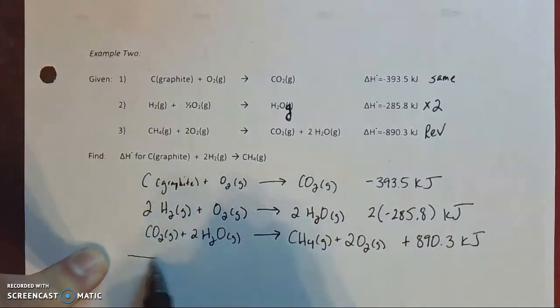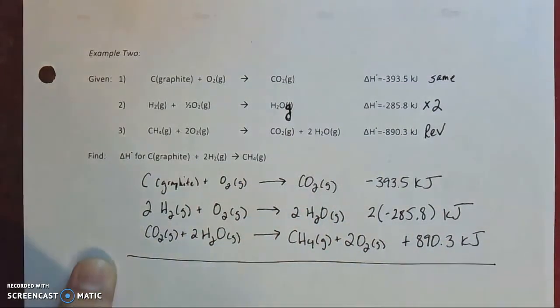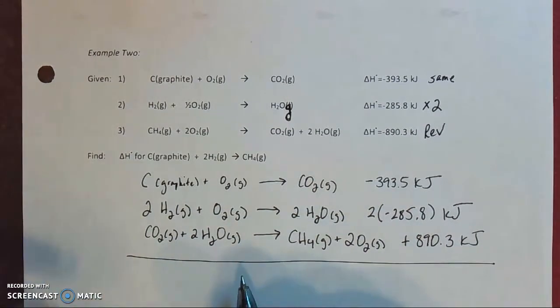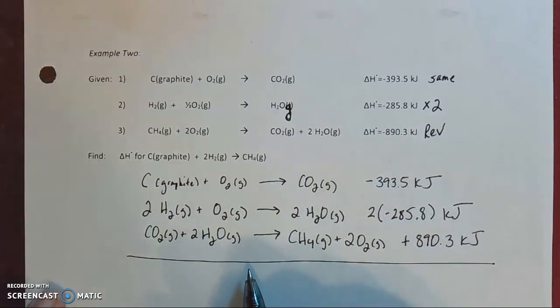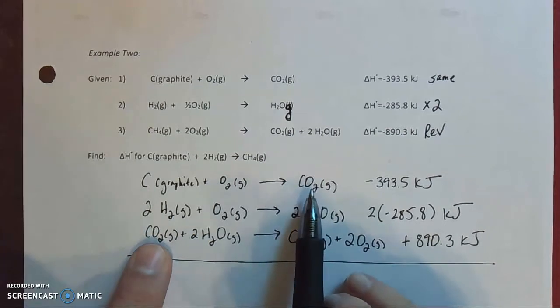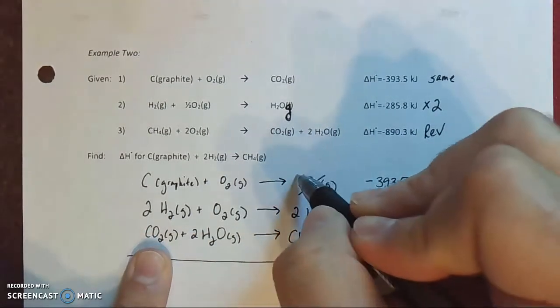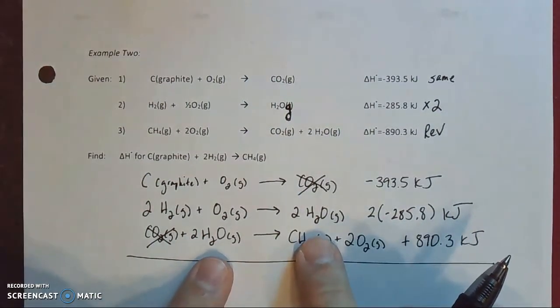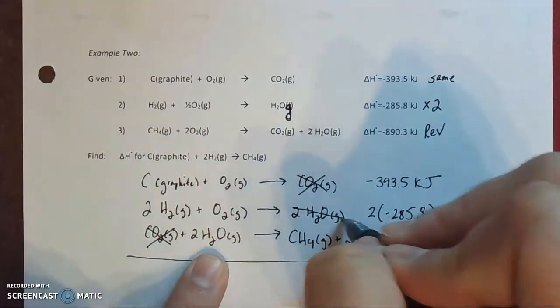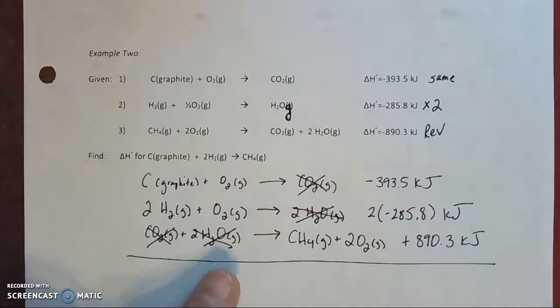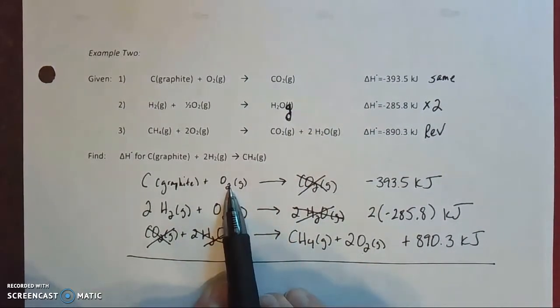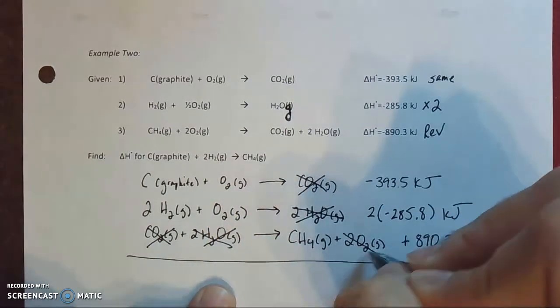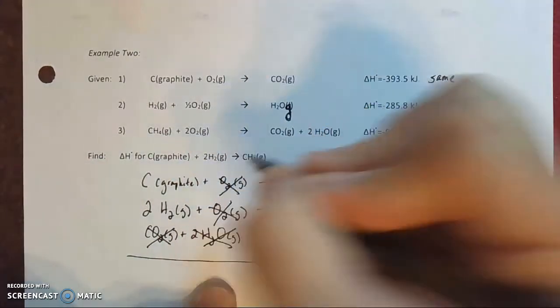So once I've manipulated everything, I'm going to start crossing things out. So if I look for something that crosses out, I see that I have CO2 gas on both sides, and we have one of each, so it's going to cross out. I have two waters on opposite sides of the arrow, and they're both gases, so they completely cross out. And I have two oxygens on this side, but I have one here and one here, so all the oxygens are going to cross out.